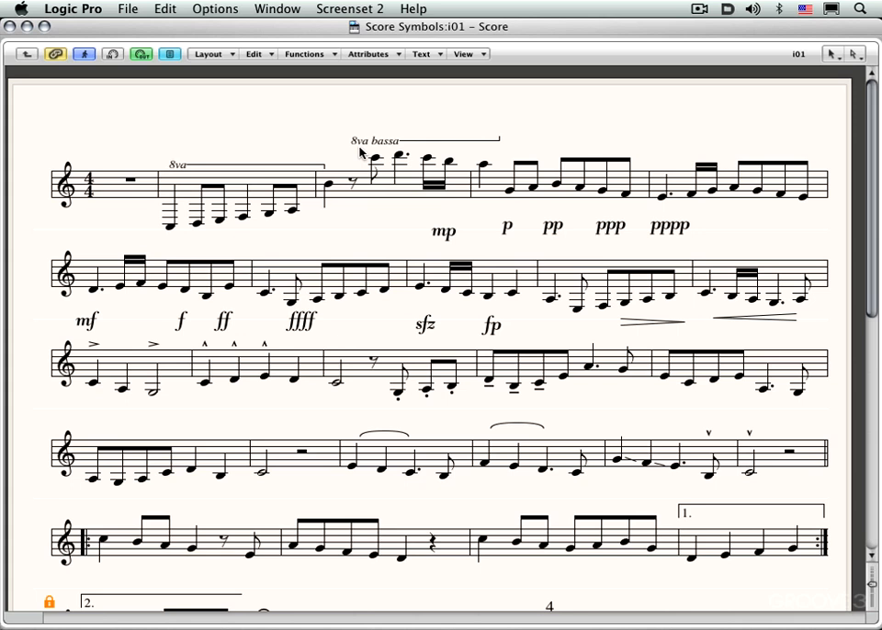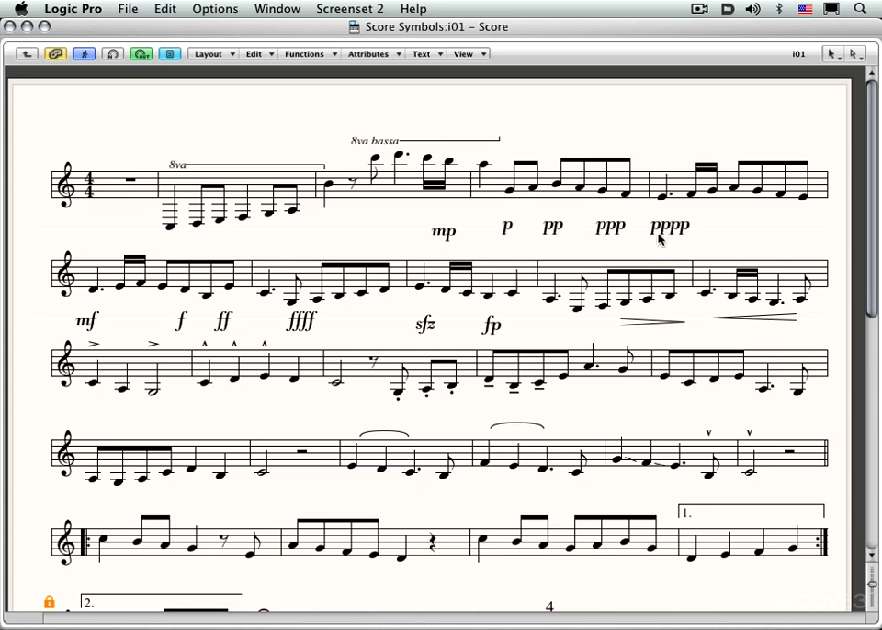Next, we have what are called dynamic markings, and they indicate to a player how loud or how quietly to play certain notes. The first one is mezzo piano, and it means play it moderately quietly. And then we get gradually quieter and quieter. This symbol is called piano, and that indicates to play it quietly. This is called pianissimo, and that means to play it very quietly. When you add one more P, it's called pianississimo, and it means to play it extremely quietly. And each time you add an extra P on, you play it even more quietly, and you add an extra is into the name, so that would be pianissississimo, with 4 Ps.